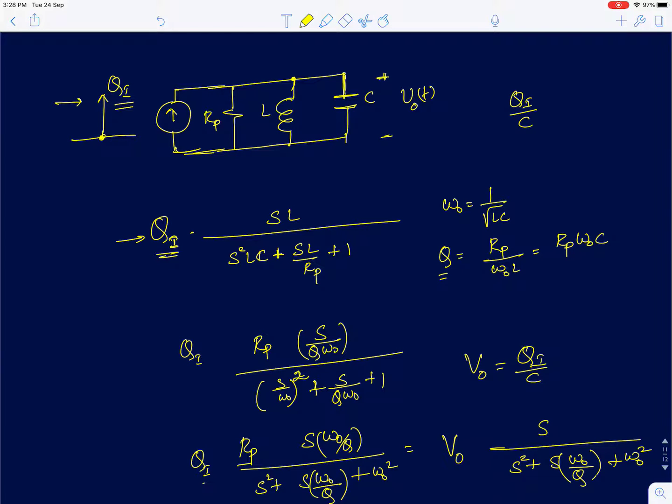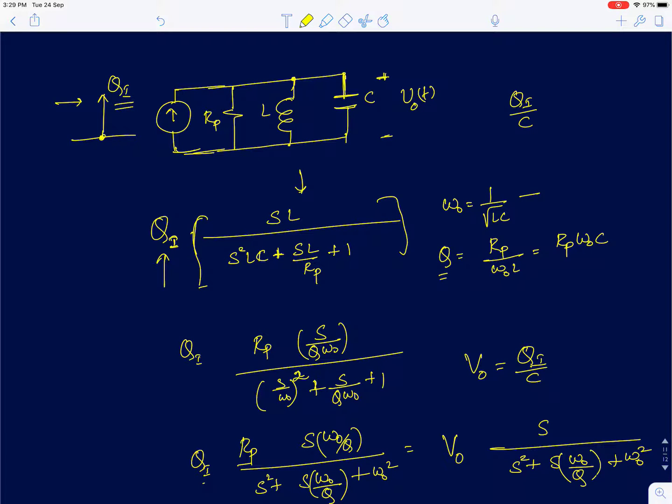I'll multiply the input Laplace transform, the current Laplace transform, with the impedance of the parallel RLC tank. We already derived this expression in the last class. The impedance of this, for low frequencies, will behave like an inductor, for high frequencies it will behave like a capacitor, and at the resonant frequency it will behave like a purely resistive element where both the current and voltage will be in phase. So we already derived that expression. Here I'll just quote the final result, which is this.